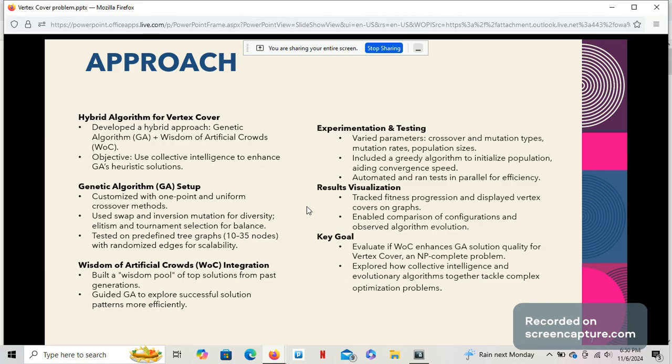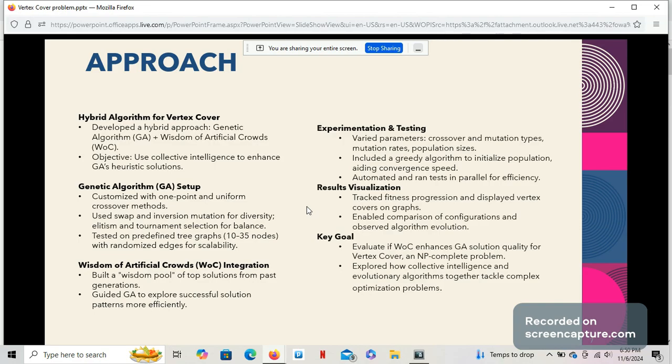Wisdom of crowds was integrated by collecting the best solutions from previous generations into what I called a wisdom pool, and this pool helped guide the genetic algorithm towards better solutions by using patterns from successful past runs. By leveraging these patterns, the genetic algorithm could, in theory, reach more optimal areas in the solution space more efficiently. I also experimented with using a greedy algorithm to initialize part of the population, giving the genetic algorithm a strong starting point that could potentially speed up convergence to higher quality solutions.